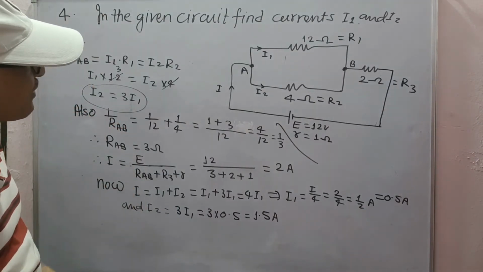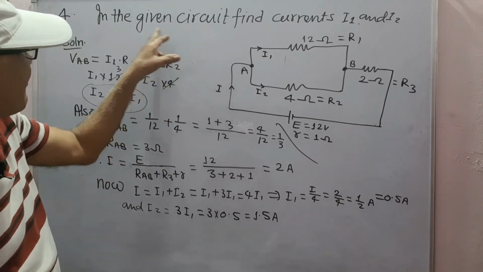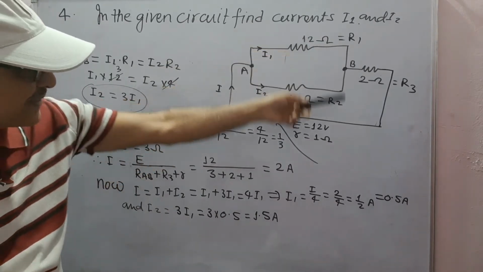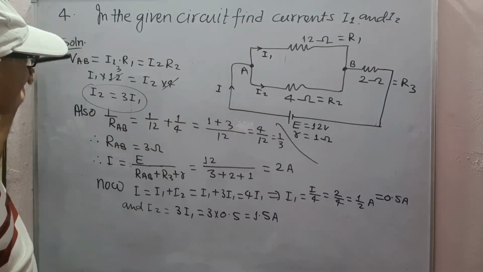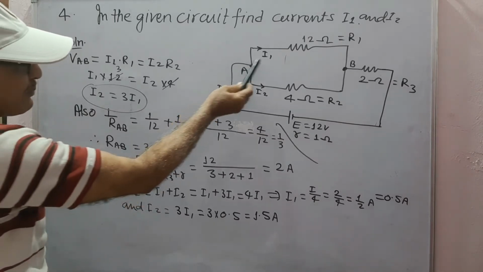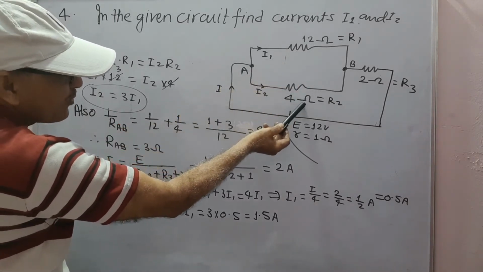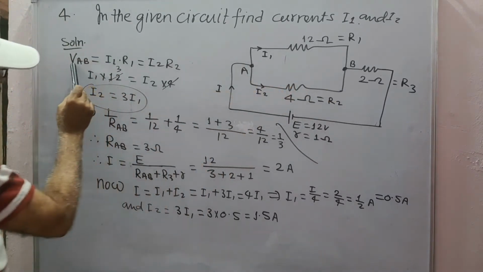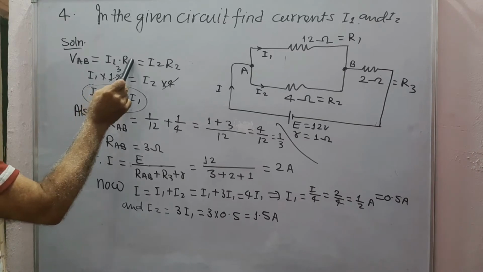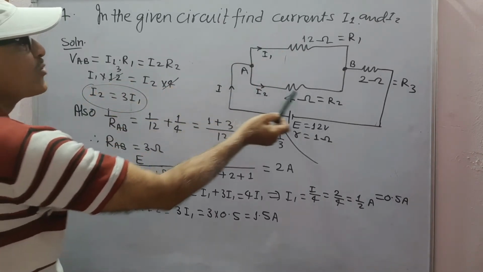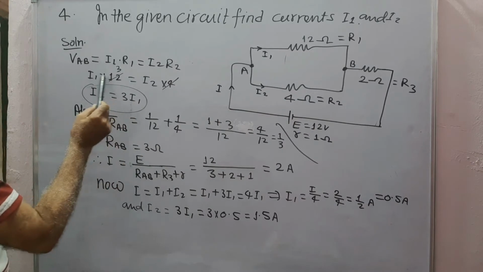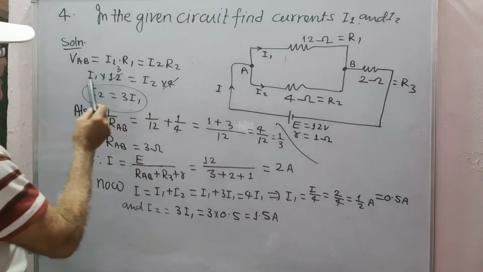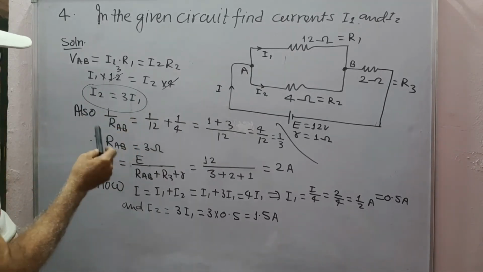Now fourth question is, in the given circuit find the currents I1 and I2. This is the circuit diagram. Now come to the solution. Because resistances 12 ohm and 4 ohm are in parallel, potential difference will be same. Therefore VAB will be equal to I1 R1, which is equal to I2 R2. This gives I1 into 12 is equal to I2 into 4, which gives I2 is equal to 3 I1.